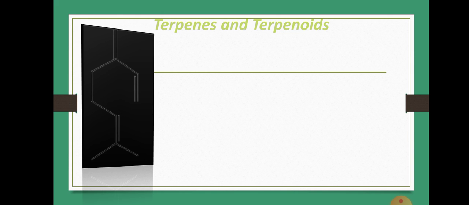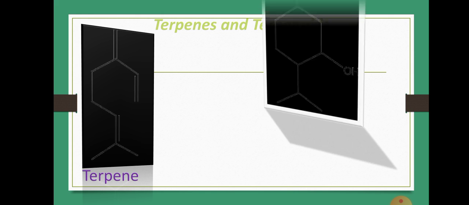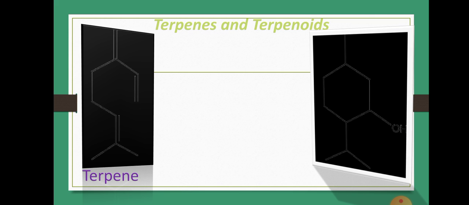The diagrammatic difference between terpenes and terpenoids can be seen. In the terpenes, there are double and single bonds, but in the terpenoids, an OH group, an alcohol group, is attached to the molecule.